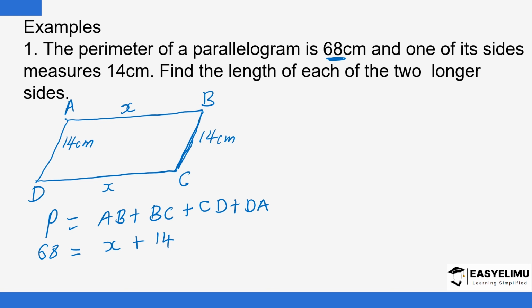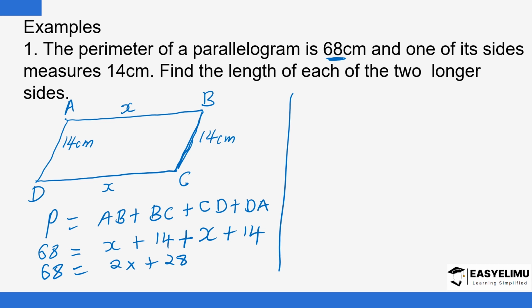That might not be true. That will depend on the value of x that you're going to get. If you find a value that is less than 14, then that can't be the longer side of the parallelogram, and possibly you will need to switch them. But let's do the calculation first, and then after that we can make a decision. So CD is also x, and DA is also 14 centimeters. So this means that 68 equals x plus x is 2x, 14 plus 14 is 28.